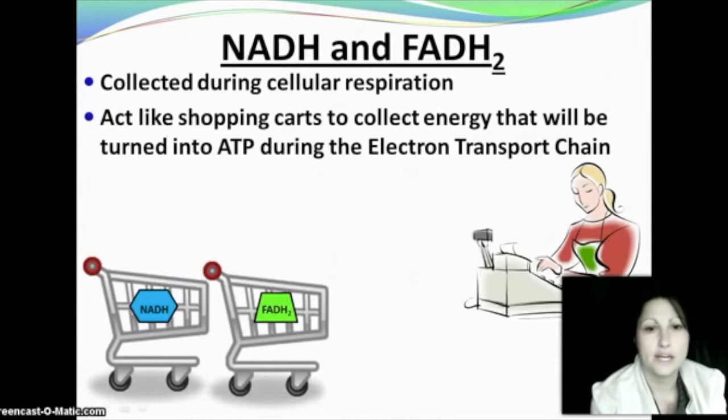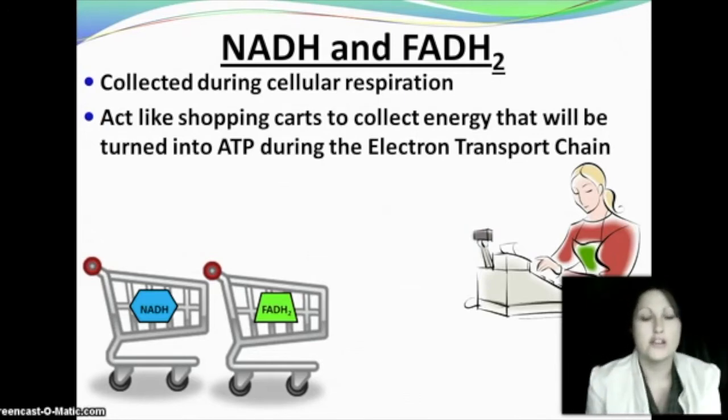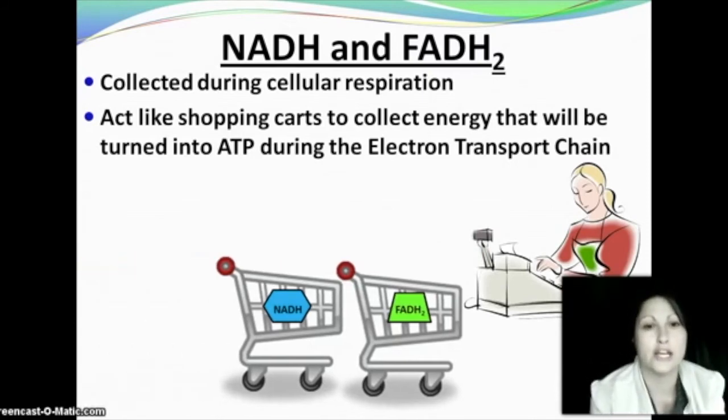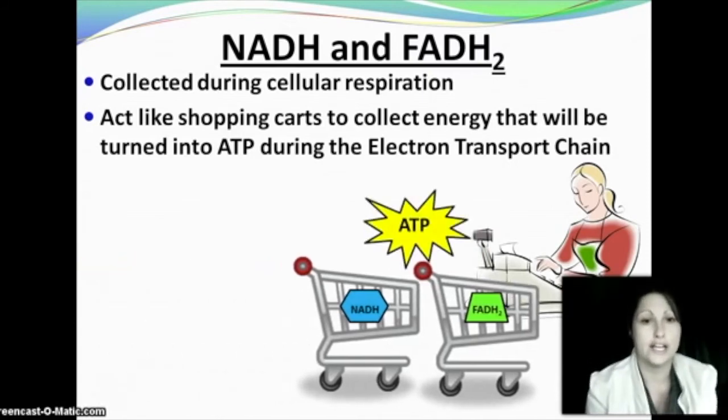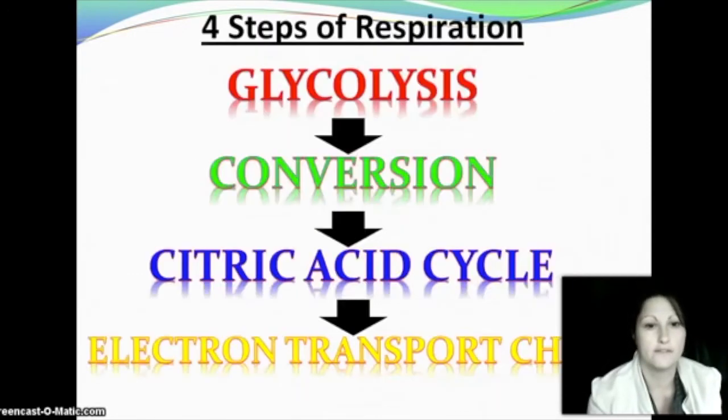Along the way, we're going to pick up two chemicals, NADH and FADH2. Think about these as little shopping carts that we collect along the way, and during the steps, we're going to fill them with energy that when we get to the electron transport chain, we're going to convert that energy into directly ATP, which is our cell energy.